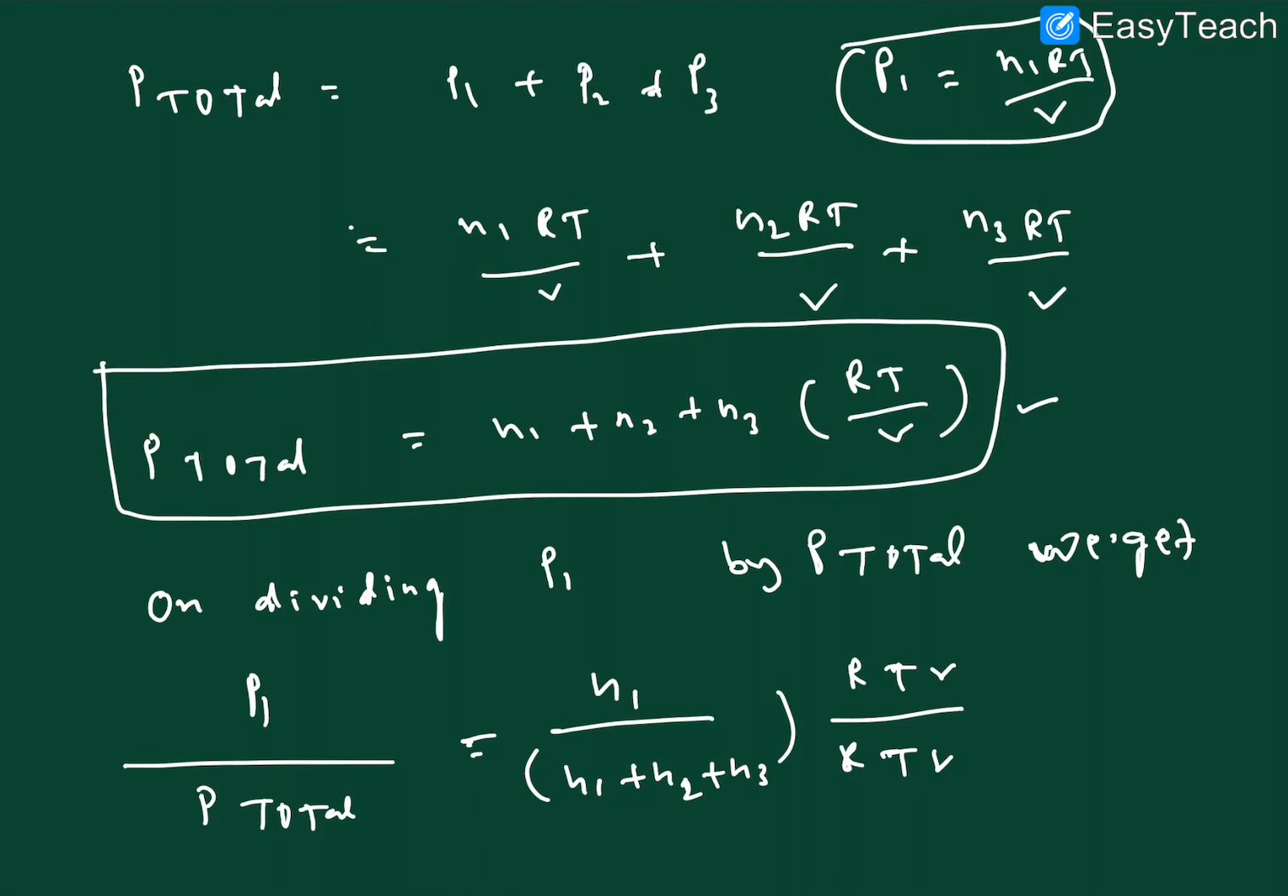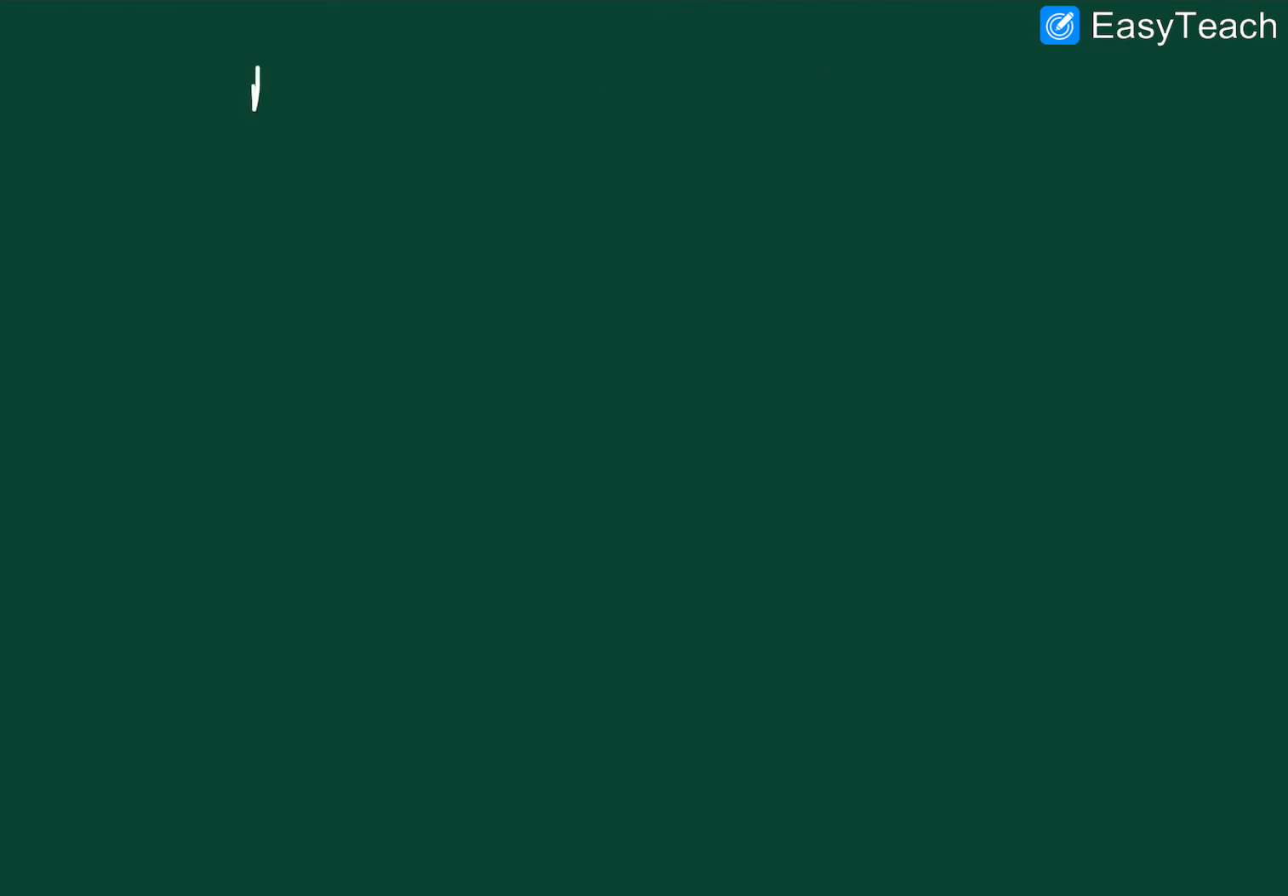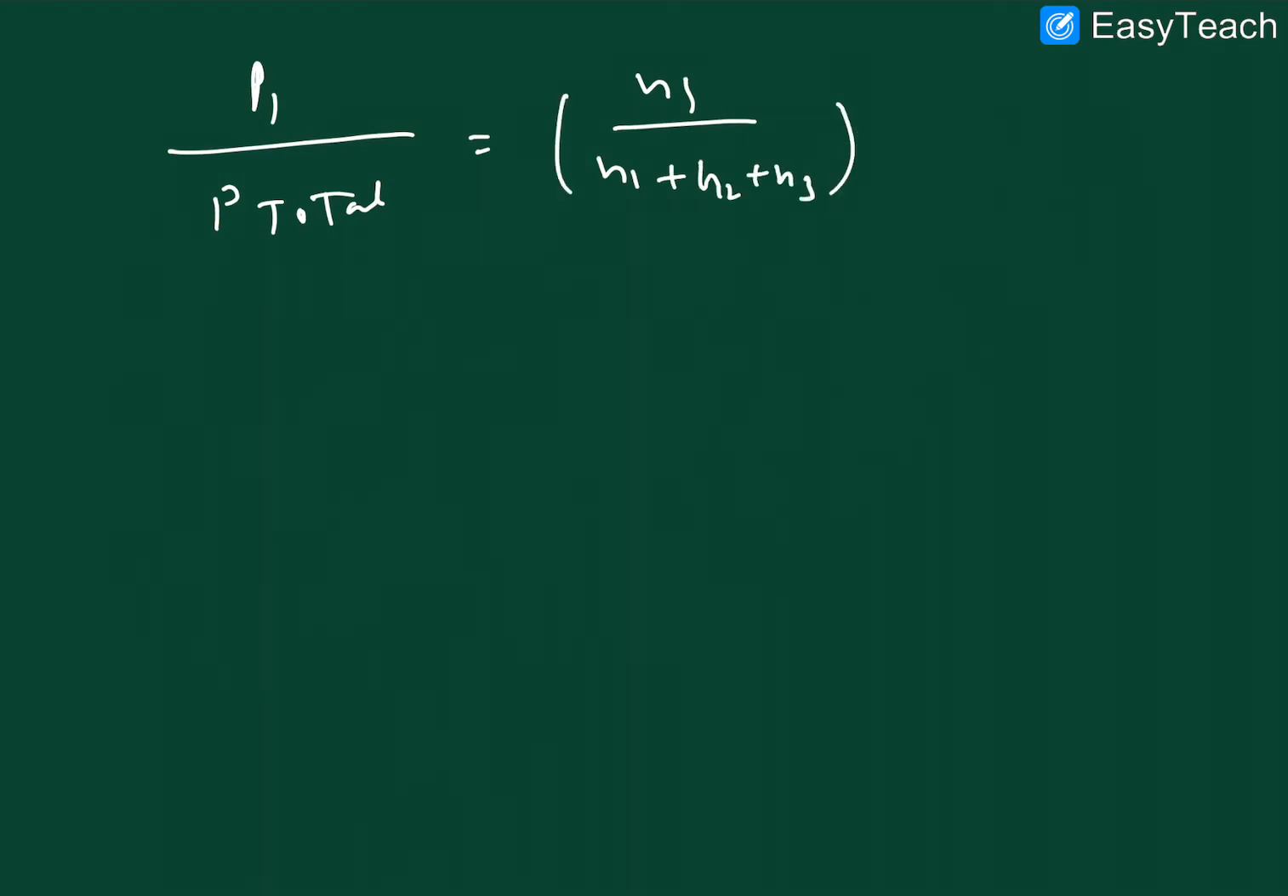Already we know the mole fraction. RT by V cancels, and what remains is P1 by P total equal to n1 by n1 plus n2 plus n3. This is called the mole fraction. The mole fraction is nothing but one component divided by the total number of moles. We can take this as x1, the mole fraction of component 1, for whichever pressure we are taking, P1.